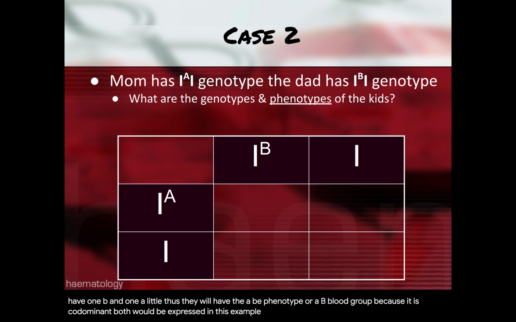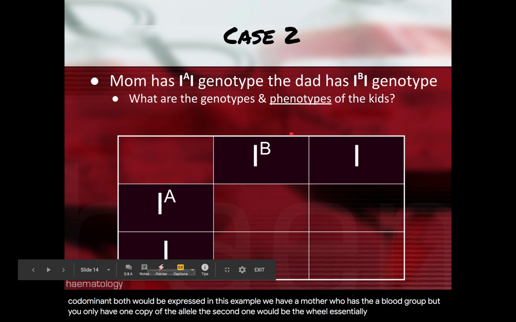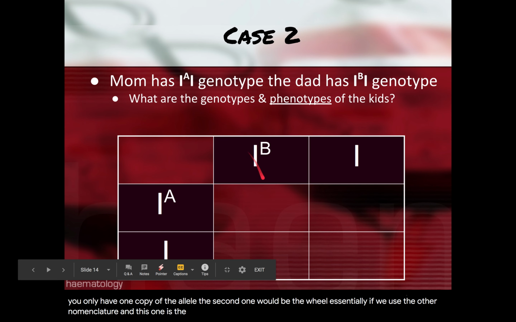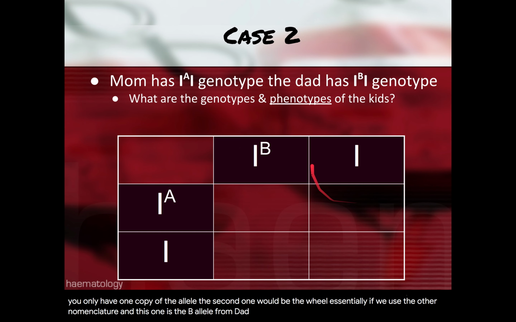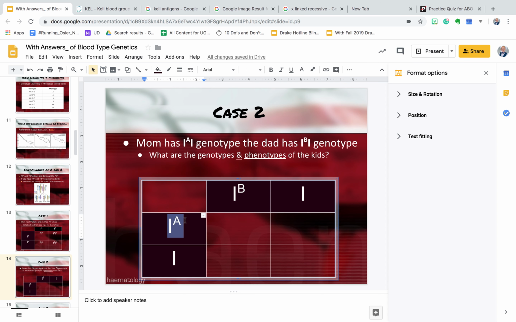In this example, we have a mother who has the A blood group, but she only has one copy of the A allele. The second one would be the O allele, essentially, if we use the other nomenclature. And this one is the B allele from dad, and he's got an O as well. So let's work through this together. I'm going to copy and paste because I'm lazy at typing.